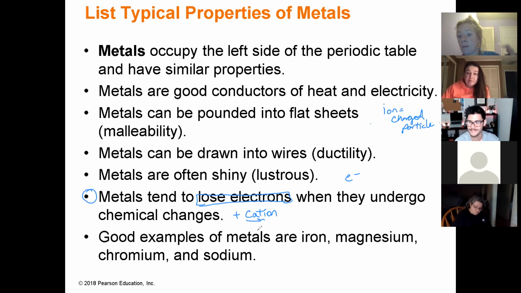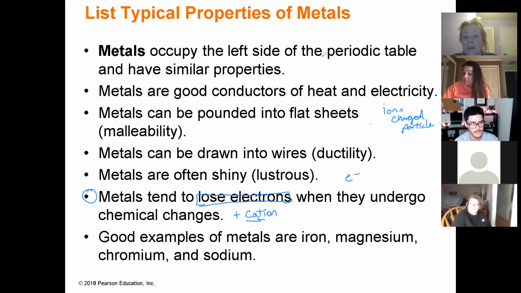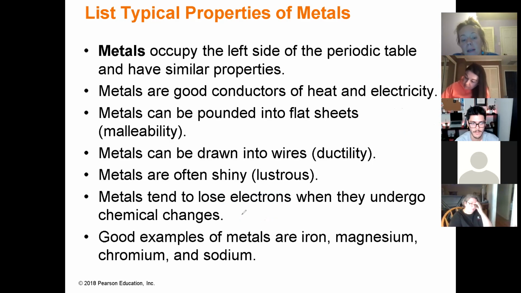So cation is going to be a positively charged thing. All metals undergo this, okay? All metals like to give up electrons. They don't want to take them on. And that does have to do in a lot of ways with where they lie on the periodic chart. And we'll talk more about that when we get into electrons in a couple chapters. Good examples of metals: iron, magnesium, chromium, sodium, any of those guys on the lower left side of the periodic chart.